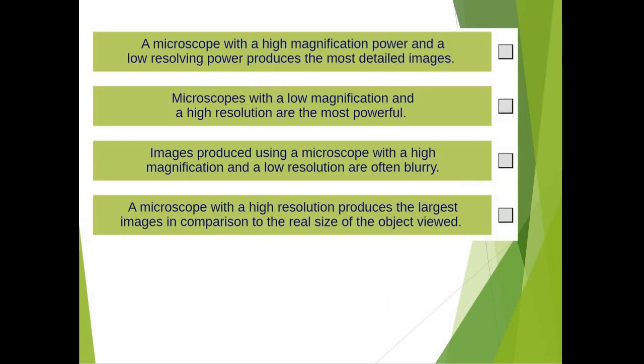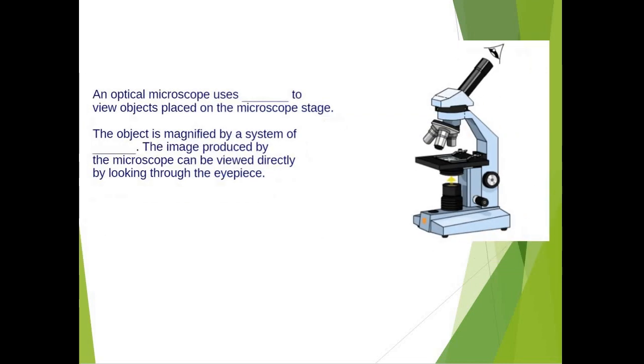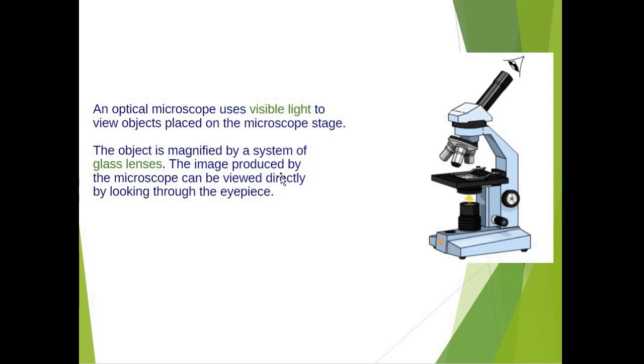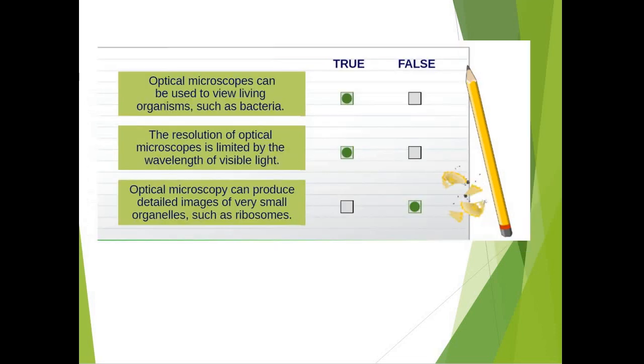Next question. Okay, so images using a microscope with a high magnification and low resolution are often blurry. So resolution is the ability to see an image clearly. Next question. Okay, so optical microscopes use visible light and they use glass lenses to do that. And final question. So we can see, and I'll come to this more in a second, living organisms such as bacteria with the light microscope. Visible light is the limiting factor, and we can't see ribosome. You should remember that from your GCSE.